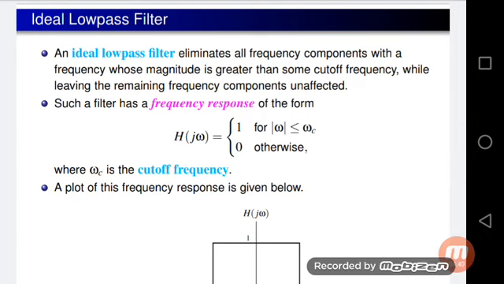Next is the ideal low pass filter. In the previous slide we saw why we use low pass, high pass, and band pass filters: by using them, we can adjust the frequency levels at any stage.